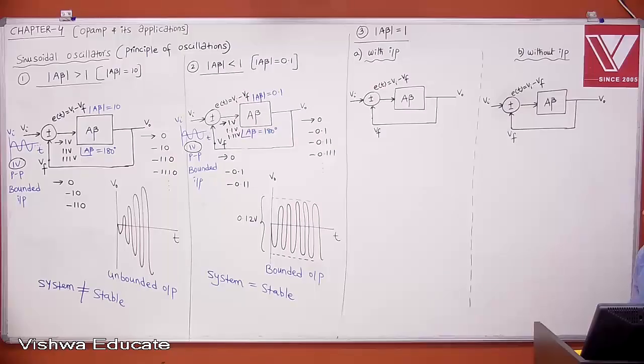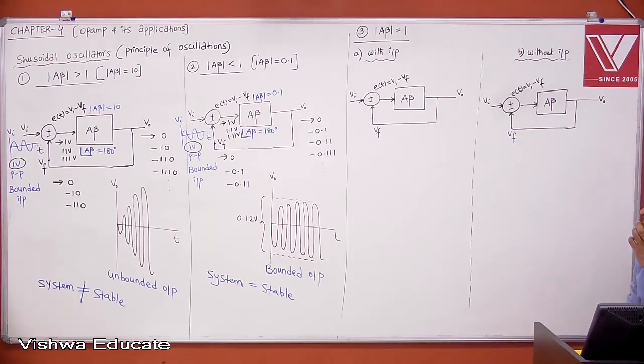Observations are important. I want to complete all 3 cases in one shot on the board, so that we can have the comparison. Okay. In all the cases, the phase shift by A beta is 180 degrees. That is what we considered. But I'll come back to this.